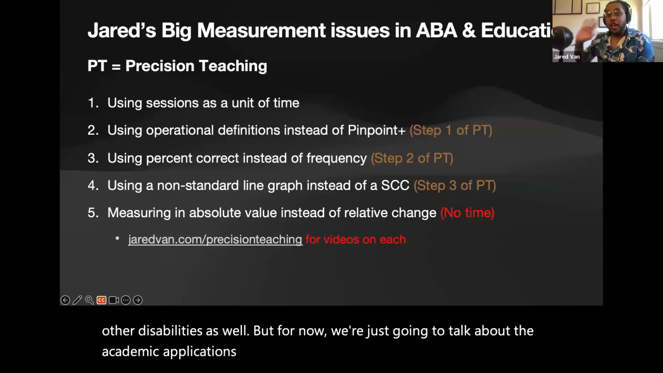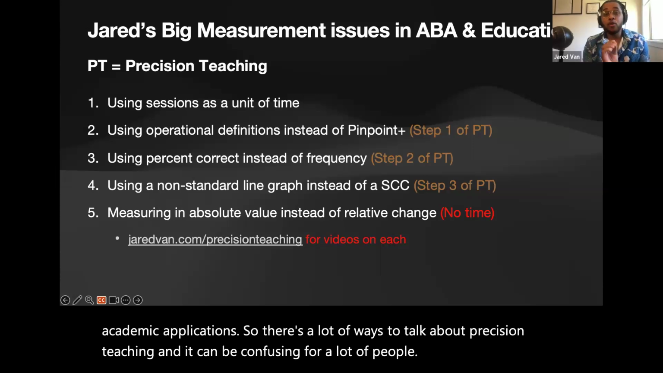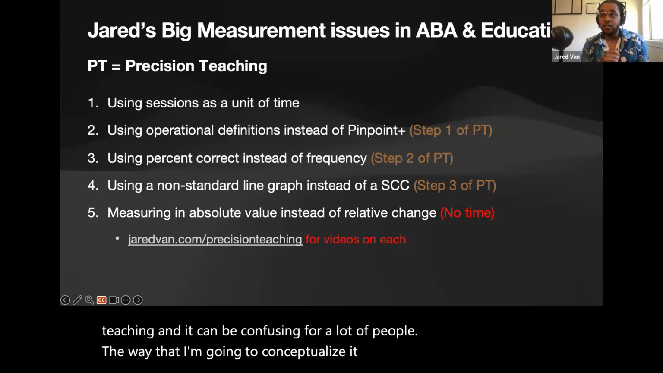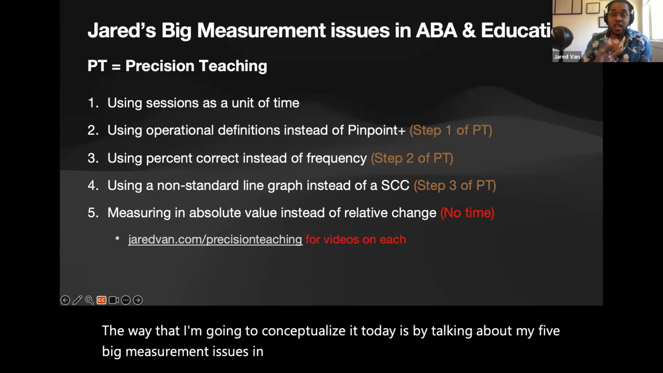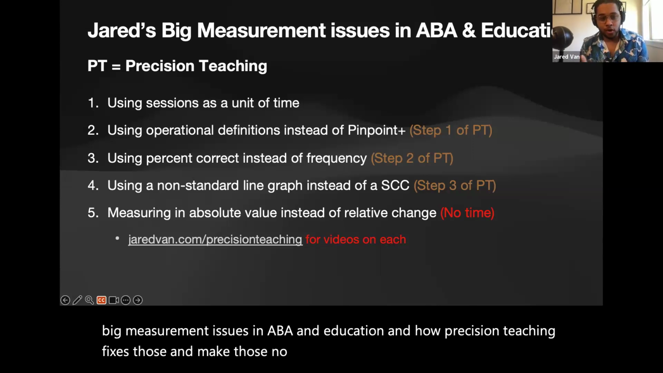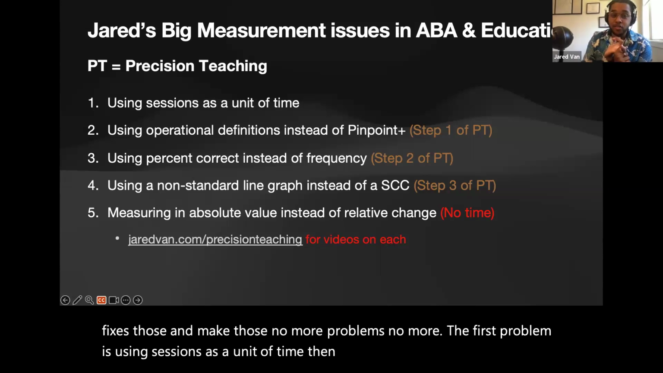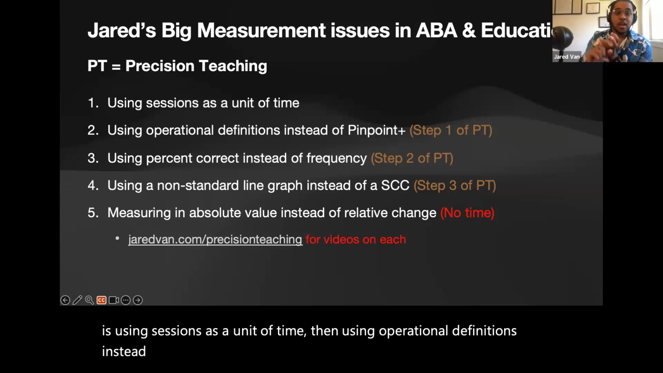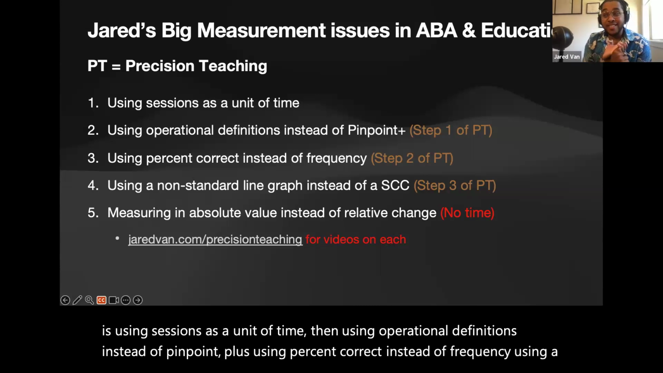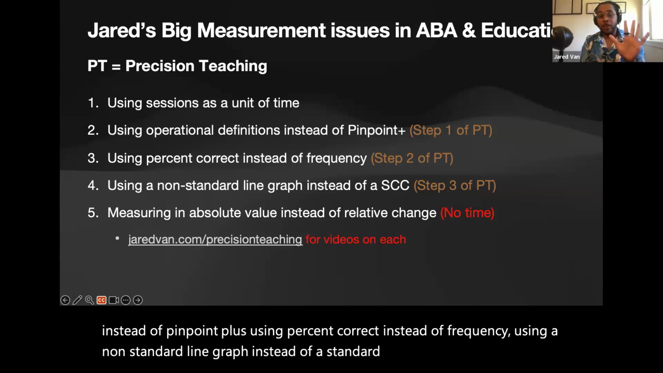So there's a lot of ways to talk about precision teaching, and it can be confusing for a lot of people. The way that I'm going to conceptualize it today is by talking about my 5 big measurement issues in ABA and education, and how precision teaching fixes those and makes those no more problems, no more. The first problem is using sessions as a unit of time, then using operational definitions instead of pinpoint plus, using percent correct instead of frequency, using a non-standard line graph instead of a standard acceleration chart. And number 5 is measuring an absolute value instead of relative change.